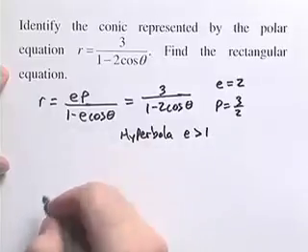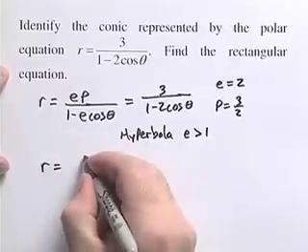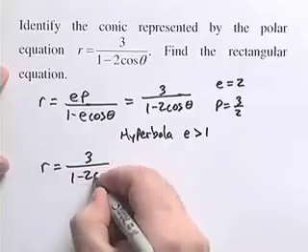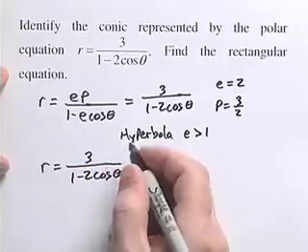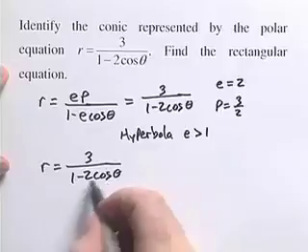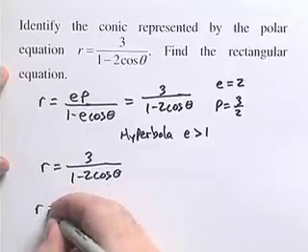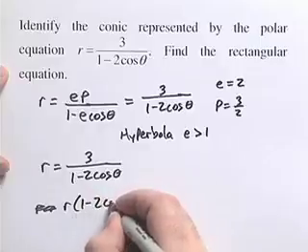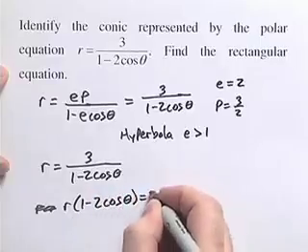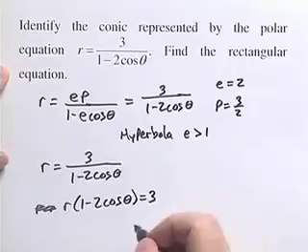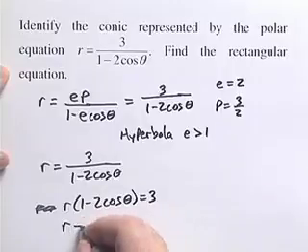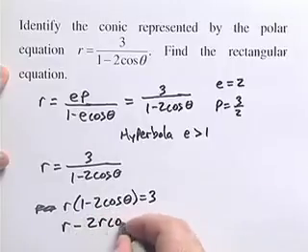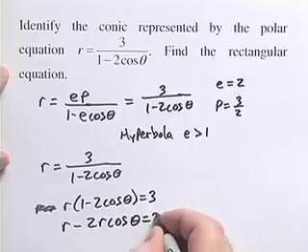If we start with our equation then, r is equal to 3 over 1 minus 2 cosine theta. Multiply both sides by 1 minus 2 cosine theta. That gives us r times 1 minus 2 cosine theta is equal to 3. Go ahead and distribute the r. We'll have r minus 2r cosine theta is equal to 3.